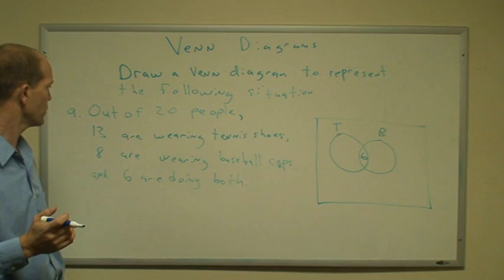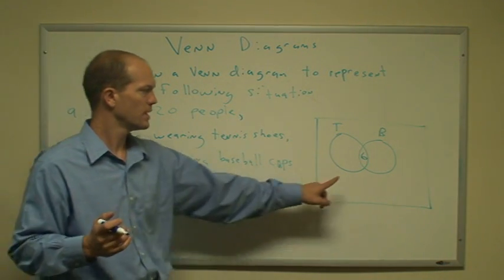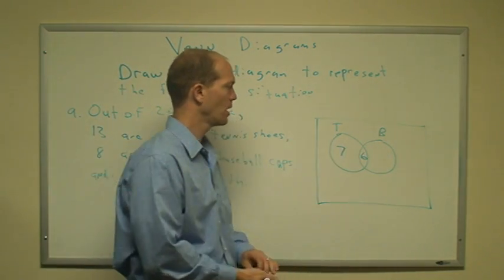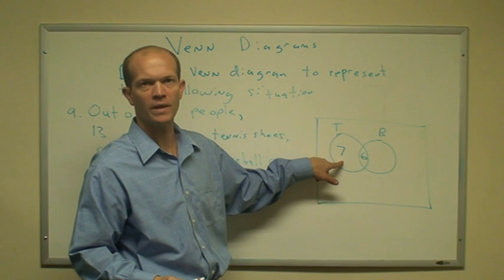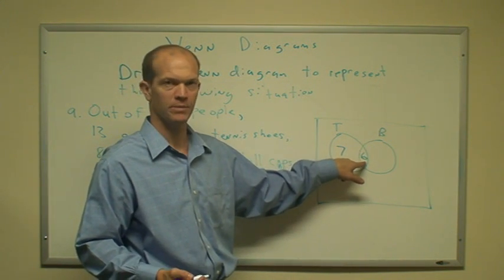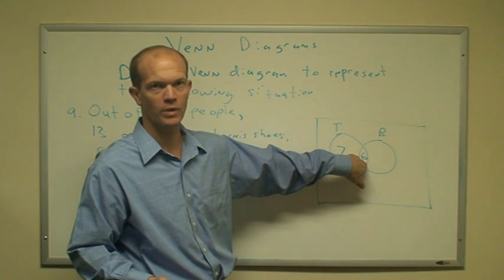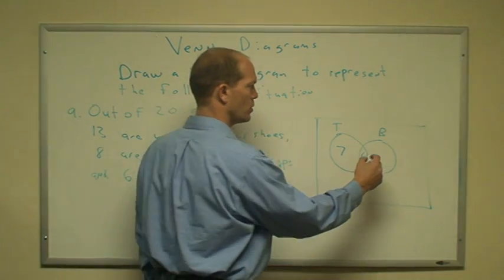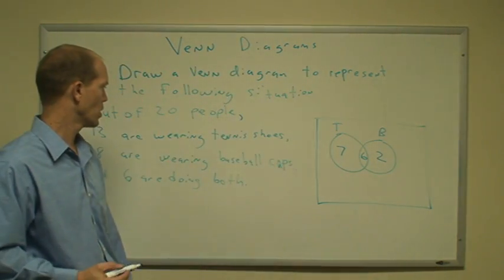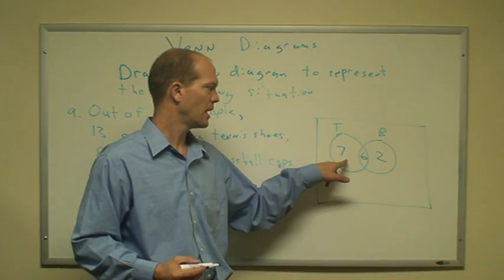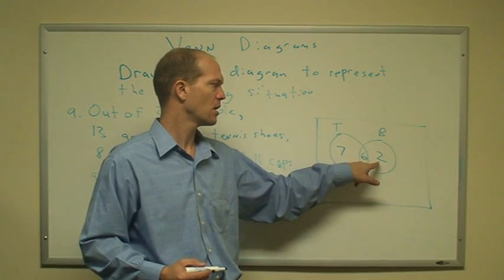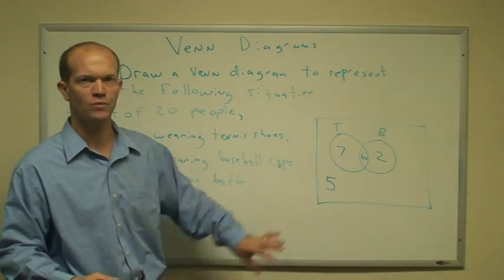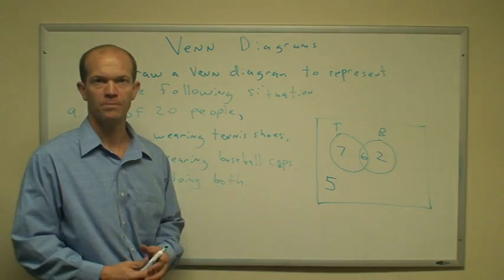Taking this further, there are a total of 13 people wearing tennis shoes. 6 of them have been accounted for here in the intersection. So there are 7 out here. What that 7 is referring to is there are 7 people who are wearing tennis shoes who are not also wearing baseball caps. There are 13 people total who are wearing tennis shoes, which is what this represents. There are 2 remaining people who are wearing baseball caps and not wearing tennis shoes. I've accounted for so far 7 plus 6 plus 2, or 15 of the people. There are 5 more people included in this universal set of 20 people that would go out here in the Venn diagram.